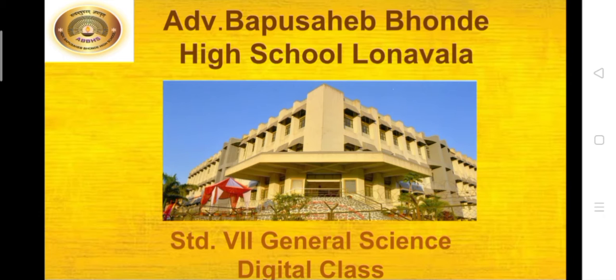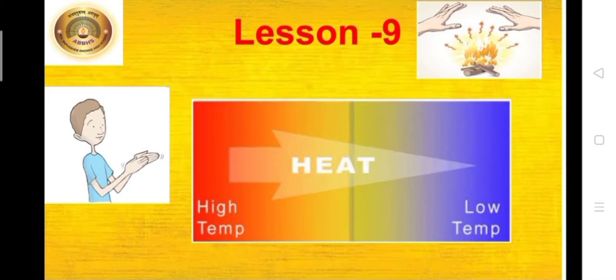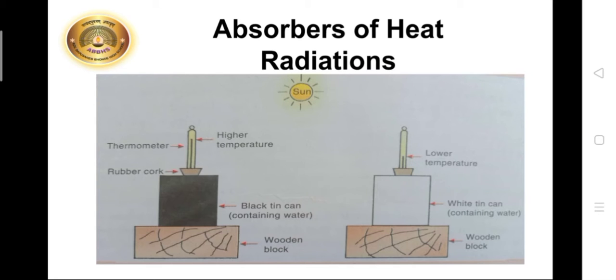In the previous video, we learnt heat, transfer of heat and ways of heat transfer, that are conduction, convection and radiation. Now, absorbers of heat radiations. The amount of heat which an object can absorb by radiation depends on the color of the object. The object having dark colors absorb more heat radiations than the object having light colors. There is an activity to show this.